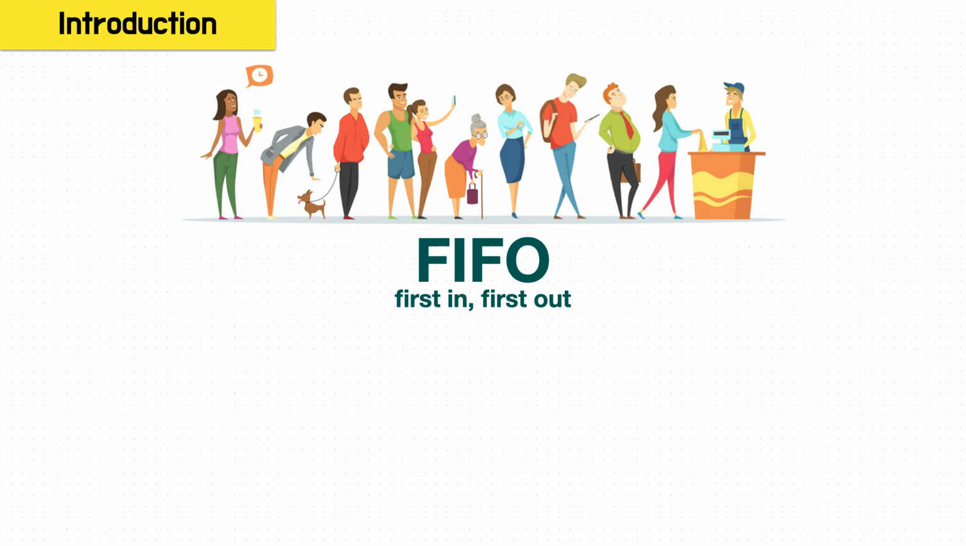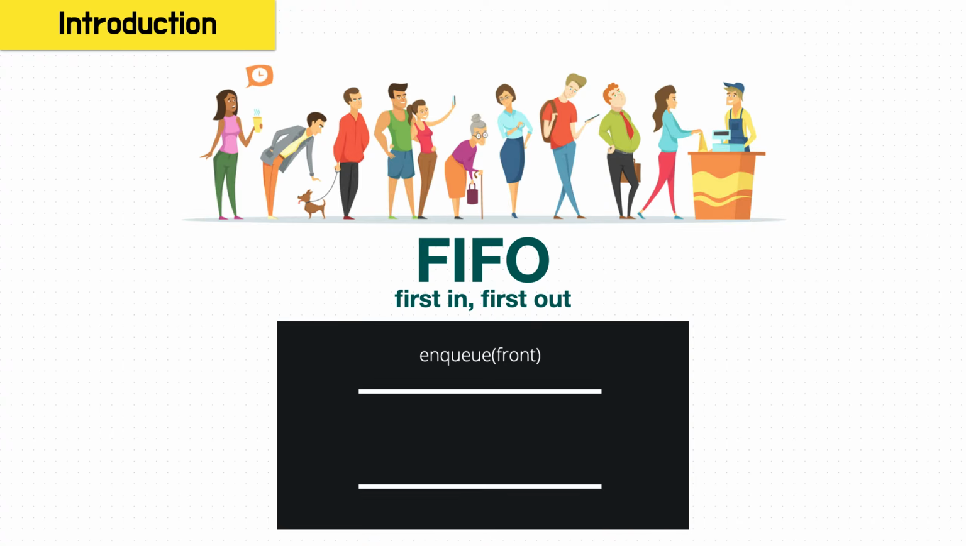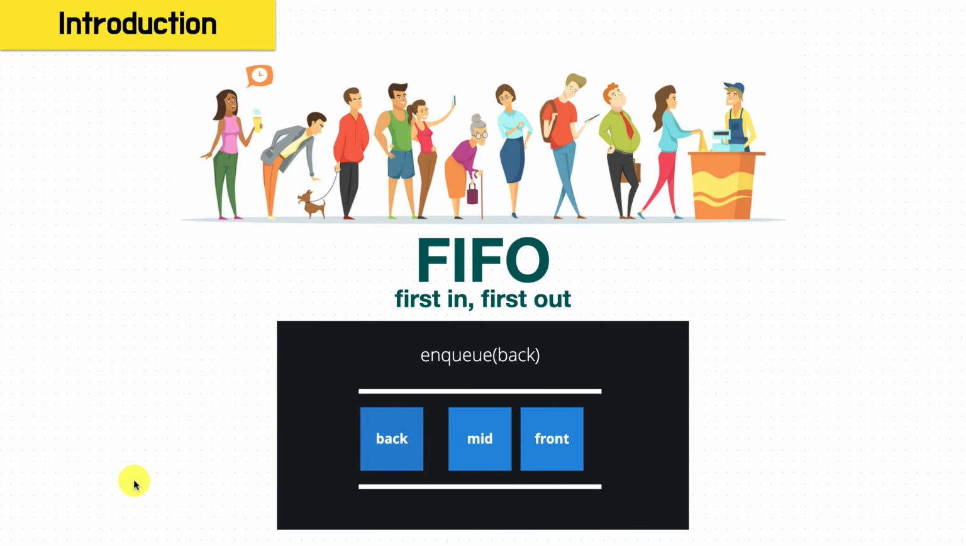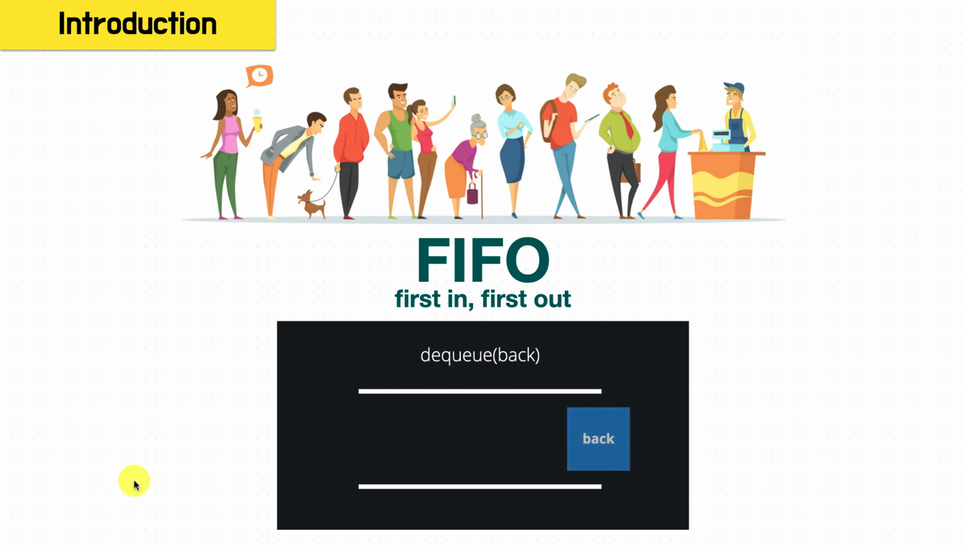This is in contrast to a stack, which is LIFO, last in, first out, where it handles the most recently added item. So let's visualize a queue. An enqueue is where you add an item to the queue. So we enqueue front, then enqueue mid, then enqueue back. Then we dequeue front, dequeue mid, and dequeue back. So the oldest item, or the first one added, is also the first one that is removed and used.